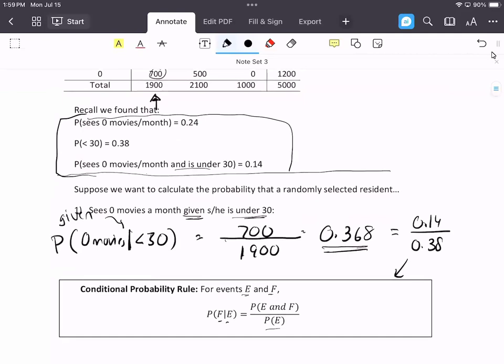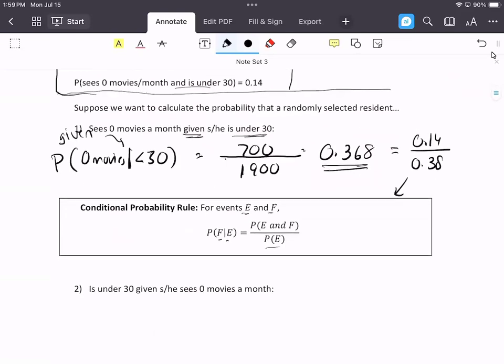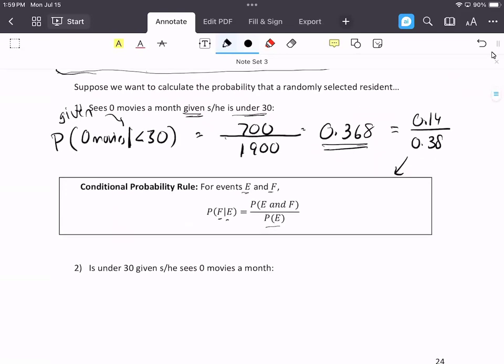So with conditional probability, we're given extra information. Words matter, okay? They always do, but in this case, you have to be super careful. Order matters here, and you'll see that in just a moment. What I suggest doing is taking a moment, see if you can use the table, and come up with this: what's the probability that a randomly selected resident is under 30 given she or he sees 0 movies a month? I'll give you a hint. It is not 0.368.